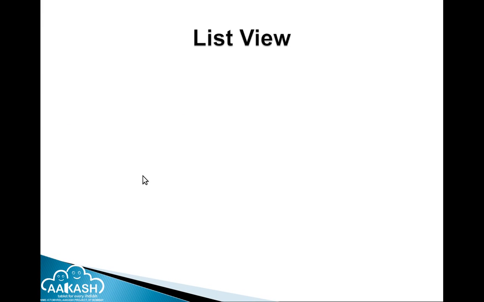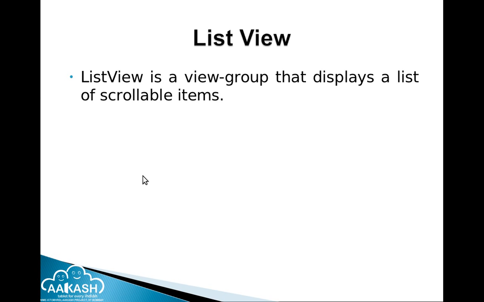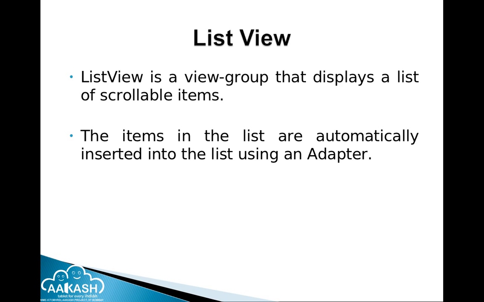List view. What is a list view? It is a view group that displays a list of scrollable items. These items are automatically inserted into the list using an adapter. That is, an adapter pulls these items from an array into the list.